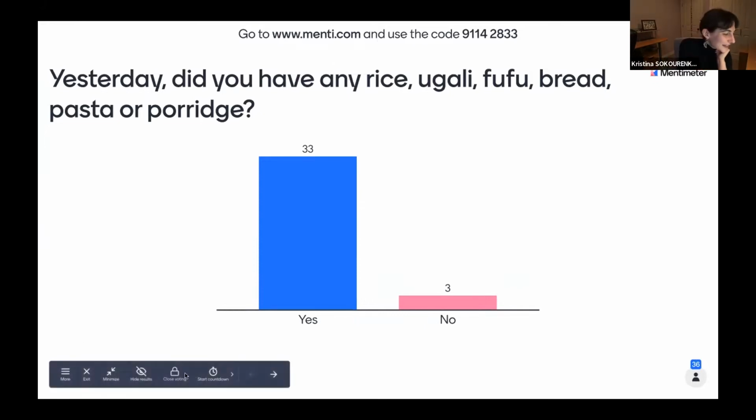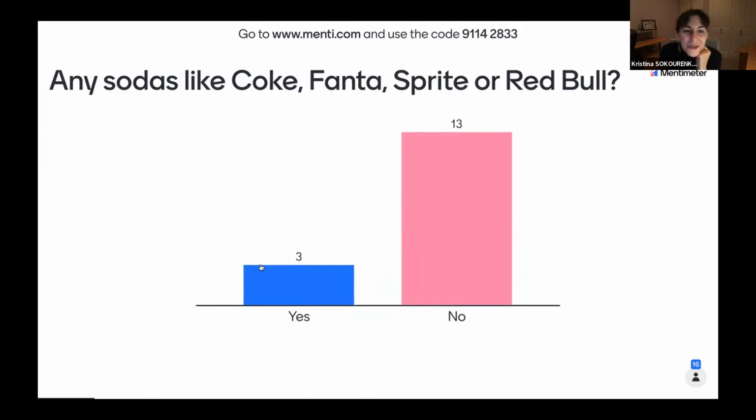And let's move to the next question here. Yesterday, did you have any sodas like Coke, Fanta, Sprite, or Red Bull? So most of you have not. I guess we're dealing with a crowd of people who work in food systems in some capacity. So not too surprised by that, but you can see that questions like this can be used to take a pulse on sugar sweetened beverage consumption in a population. And this is a type of question that is present in the diet quality questionnaire, and it does exactly that.